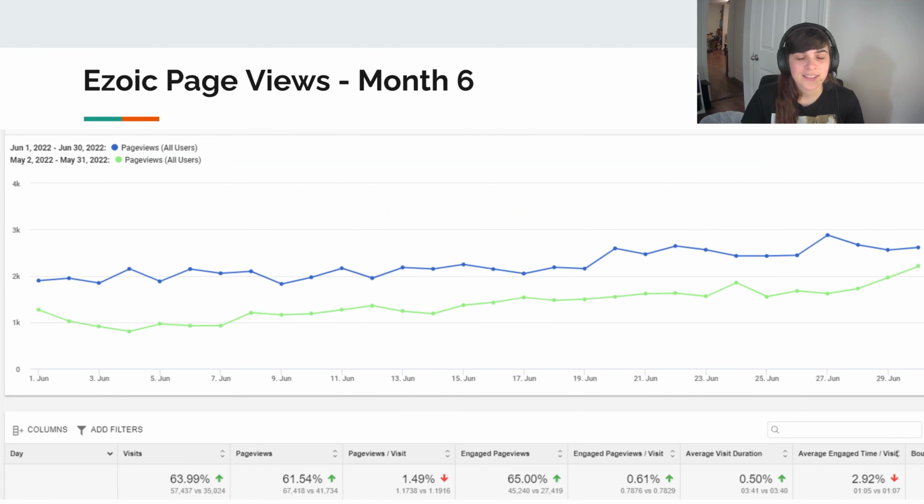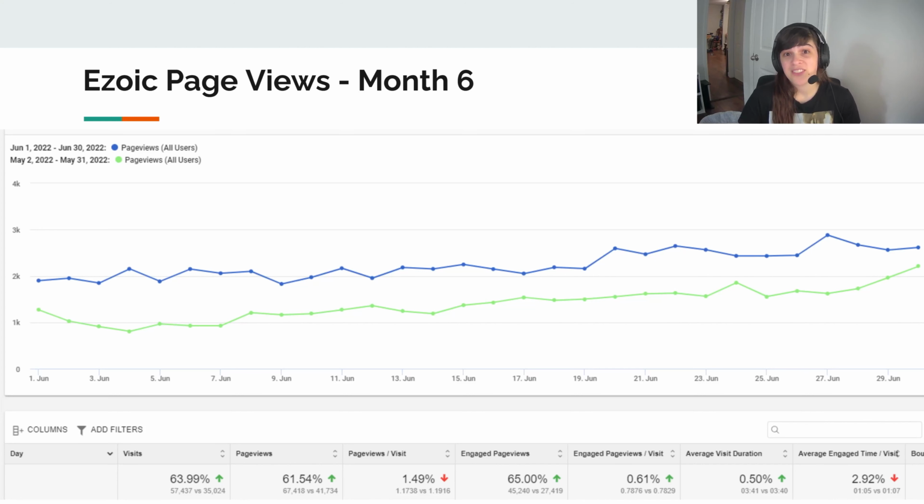For month 6, so this is the month over month growth, I guess, of month 5 versus month 6 of page views reported from Azoic. You'll see that was a 61% increase in page views, which is not bad. 60% increase in visits. You notice the page views for visits did go down, which is interesting because Google seemed to show it was going up. So I'm not quite sure about that, but engaged page views is up, so that's really exciting.